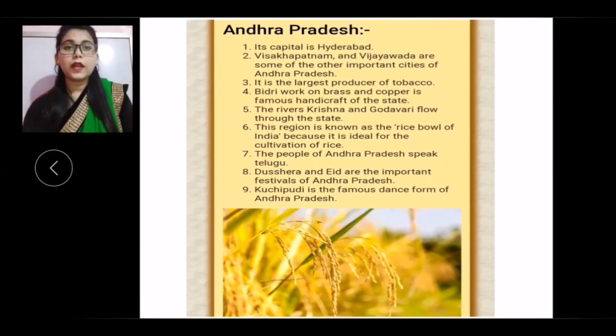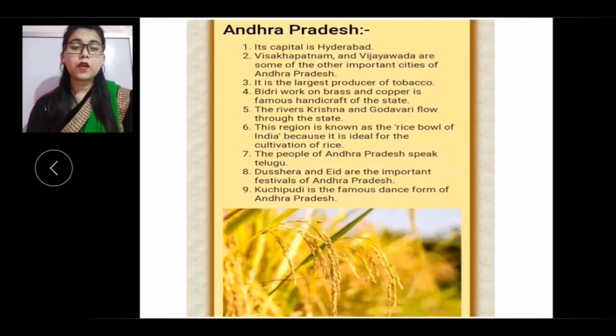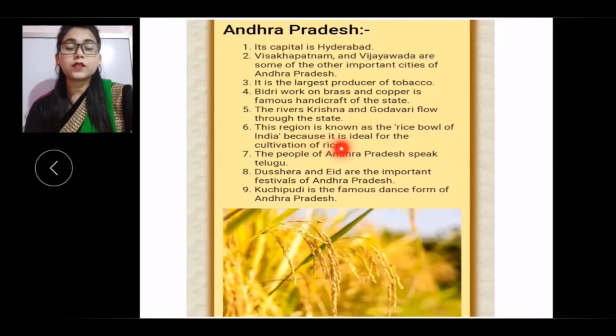Andhra Pradesh. Its capital is Hyderabad. Visakhapatnam and Vijayawada are some of the other important cities of Andhra Pradesh. It is the largest producer of tobacco. Bidriware work on brass and copper is a famous handicraft of the state. The rivers Krishna and Godavari flow through the state. This region is known as the rice bowl of India because it is ideal for the cultivation of rice.